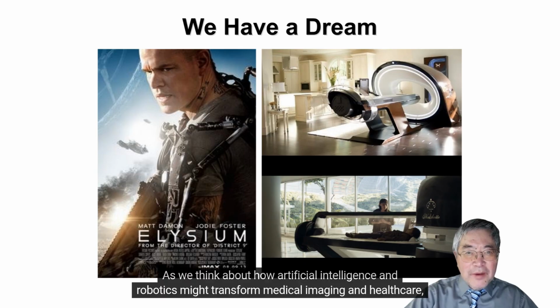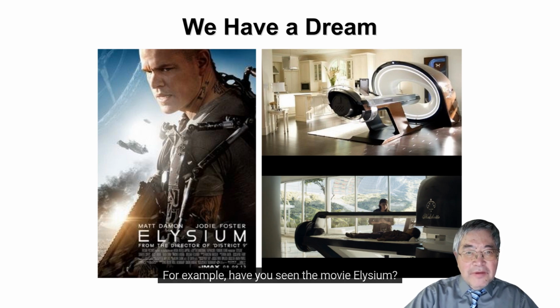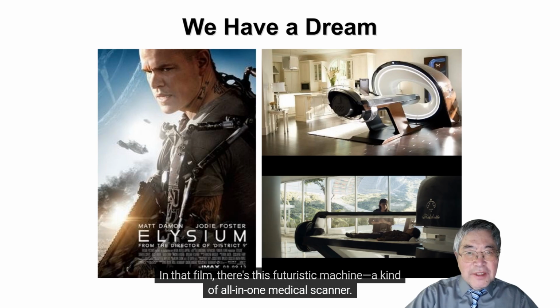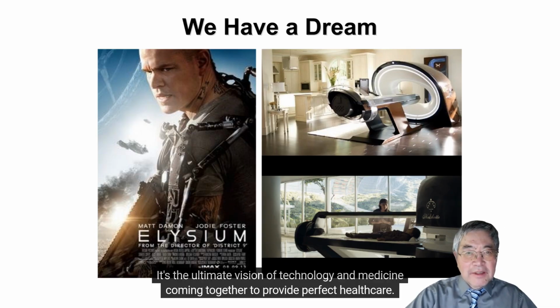As we think about how artificial intelligence and robotics might transform medical imaging and healthcare, it's hard not to be reminded of how often science fiction points the way to future innovations. For example, have you seen the movie Elysium? In that film, there's this futuristic machine, a kind of all-in-one medical scanner. It can detect and treat any disease, regenerate or even replace organs, and remarkably reverse the aging process. It's the ultimate vision of technology and medicine coming together to provide perfect healthcare.